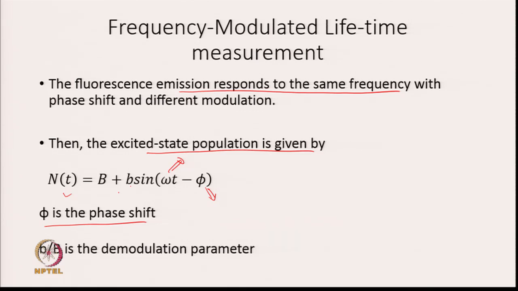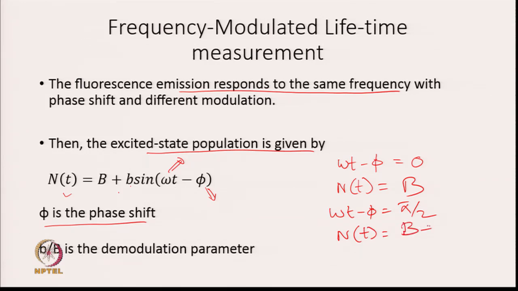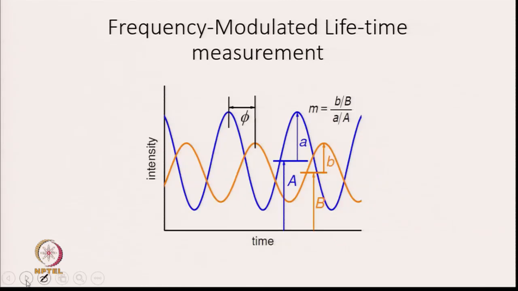Now, you can think of this as the same kind of curve. When ωt minus φ is 0, then N(t) will be equal to B. And when ωt minus φ is equal to π/2, then N(t) is equal to capital B plus small b, since sin π/2 will be equal to 1. So, these are the two different curves. Keep in mind the equations I have given. This is basically your intensity versus time profile.